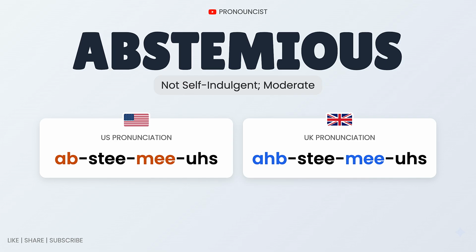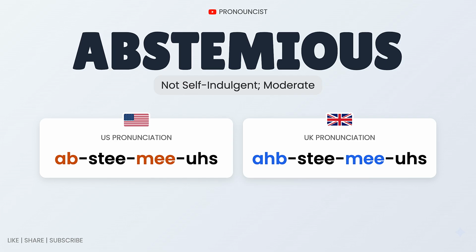Now, read the syllables of British pronunciation shown on the screen naturally. Ab, sti, me, us, abstemious. Ab, sti, me, us, abstemious. Stress sti and keep ab light.